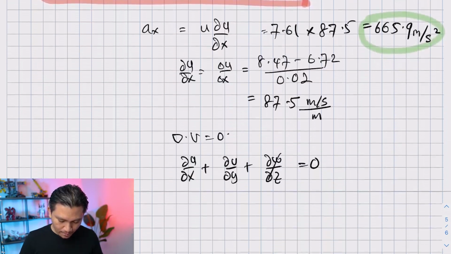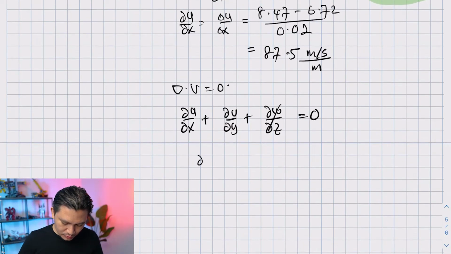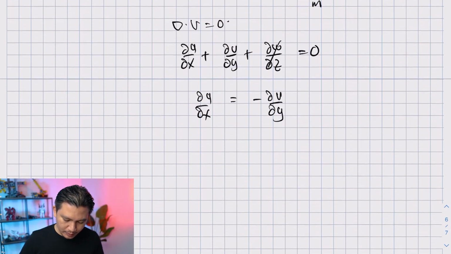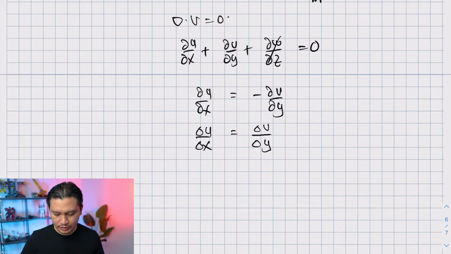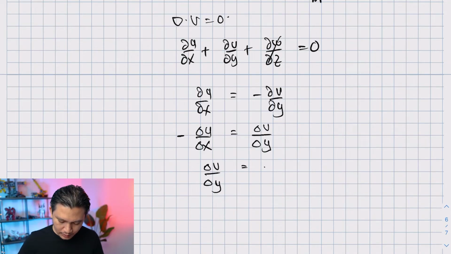Now we are left with ∂u/∂x equal to minus ∂v/∂y. I think we can approximate this with the change in u over the change in x direction equal to the change of v over the change in y direction. If I move the negative sign, we get Δv/Δy equal to negative Δu/Δx.